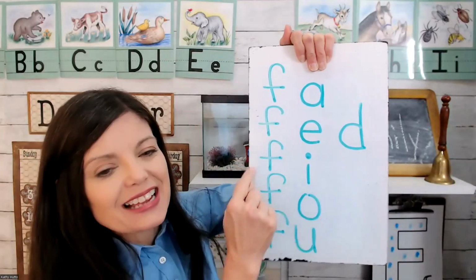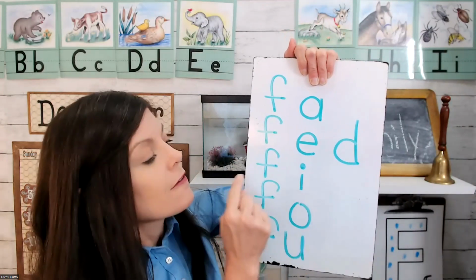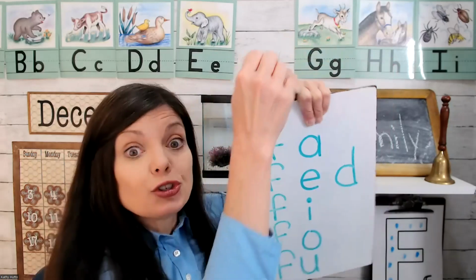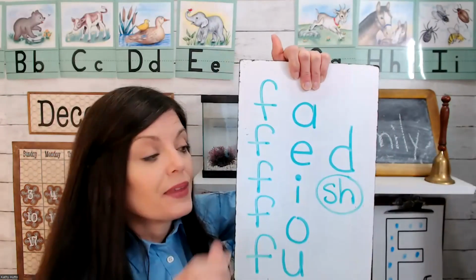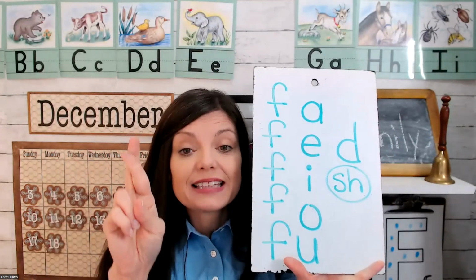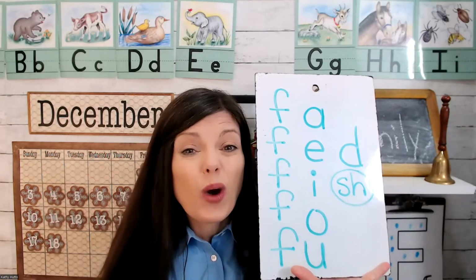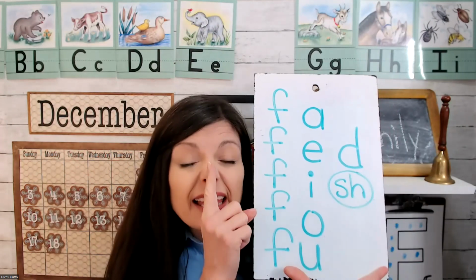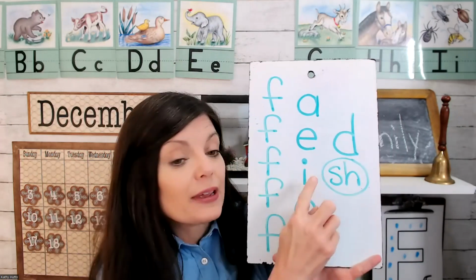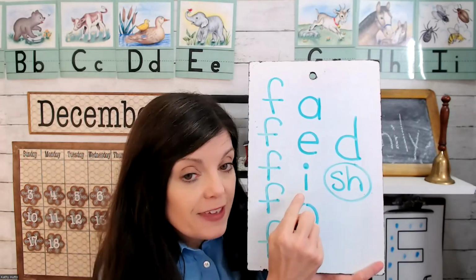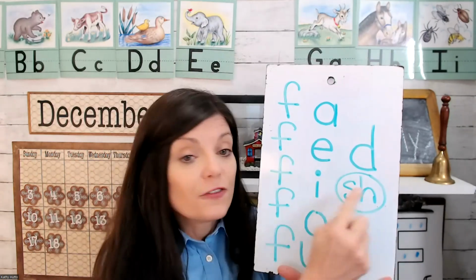All right, let's do the next one. Fe, fe, fe. I'm going to teach you a new special reading rule. S and H together make one sound. SH together makes the sound shh, like when the baby is sleeping and you need to be very quiet. Shh, be quiet. Your baby brother or sister might be napping. So let's see if we can read this word. Fish, fish, fish.